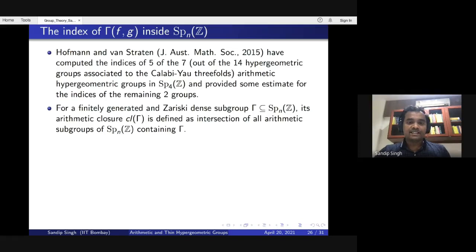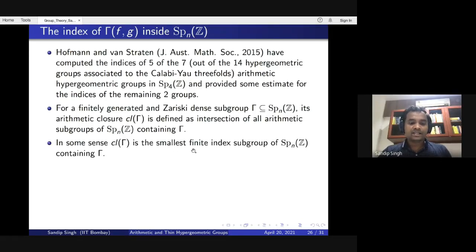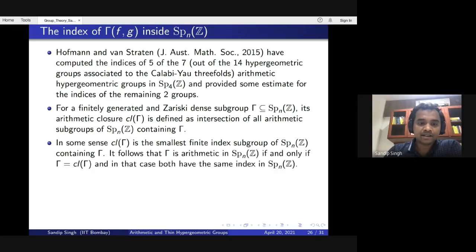For a finitely generated and Zariski-dense subgroup gamma in Sp(n, Z), its arithmetic closure is defined as the intersection of all arithmetic subgroups of Sp(n, Z) containing gamma. In some sense, the arithmetic closure of gamma is the smallest finite index subgroup of Sp(n, Z) that contains gamma. It follows that gamma is arithmetic in Sp(n, Z) if and only if gamma is equal to its arithmetic closure, and in that case both have the same index in Sp(n, Z).